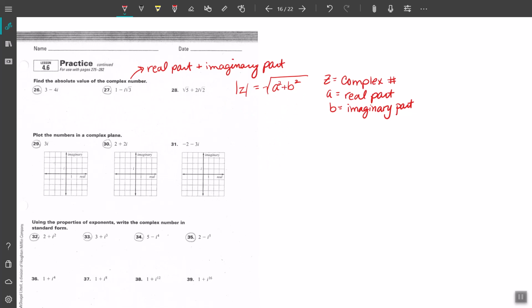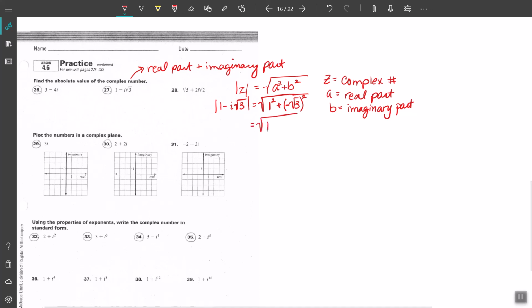All right, let's try that again with number 27. So I'm going to take the absolute value of this complex number 1 minus i square root of 3. I know it's a complex number because it has a real part, 1, and it has an imaginary part, minus i square root of 3. So I'm going to put the real part of the number, 1, in for a. I'm going to square it, and then, leaving the i part off, I'm going to take the square root of 3, actually the negative square root of 3, and I'm going to square that. And all of this is under the radical.